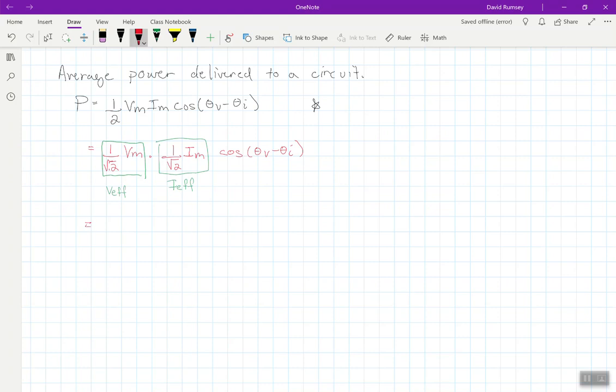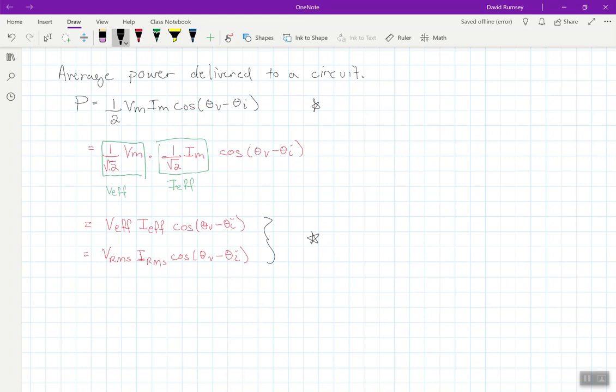And so we get here that another way to write this is that it's the effective voltage, or the RMS, cosine of theta v minus theta I. And I'm just going to rewrite this in both notations, because remember, RMS is the same thing as effective. And so we have another set of equations here that are useful.